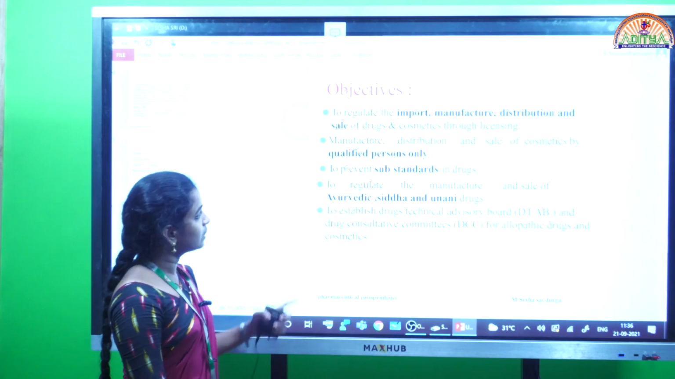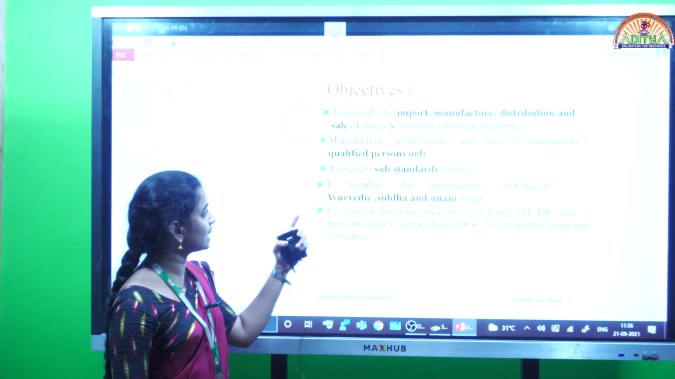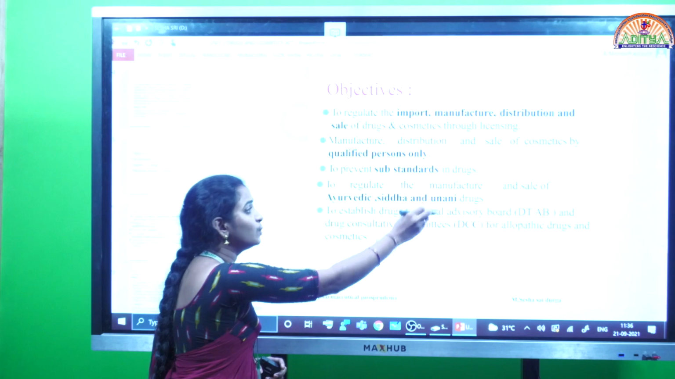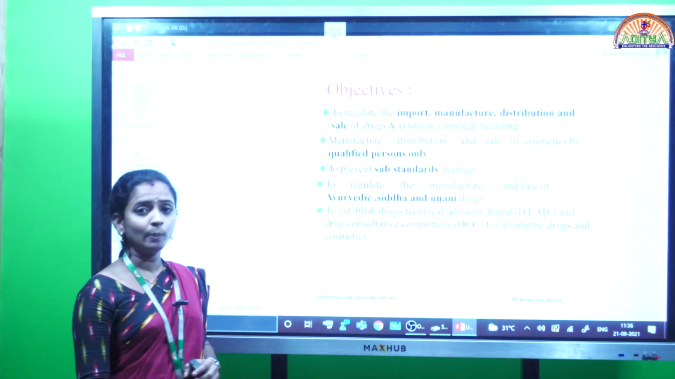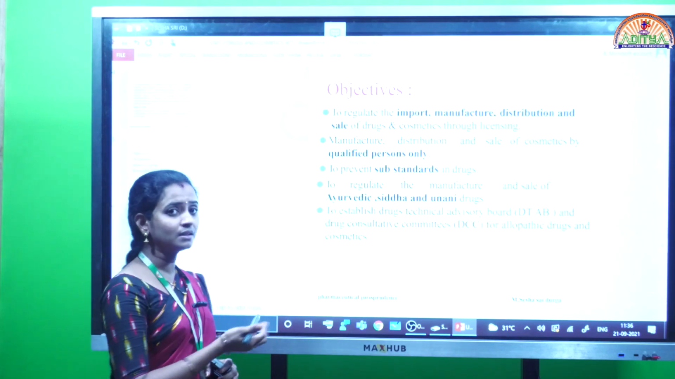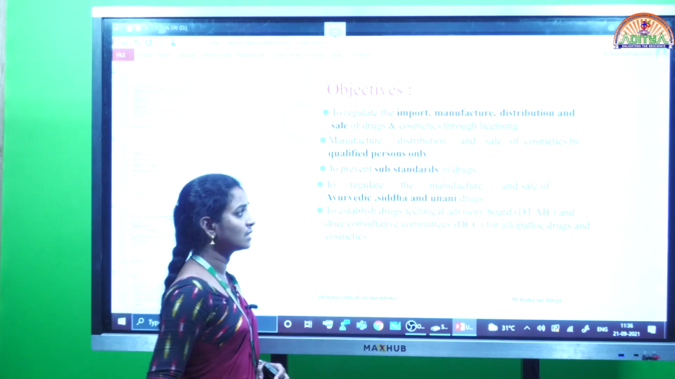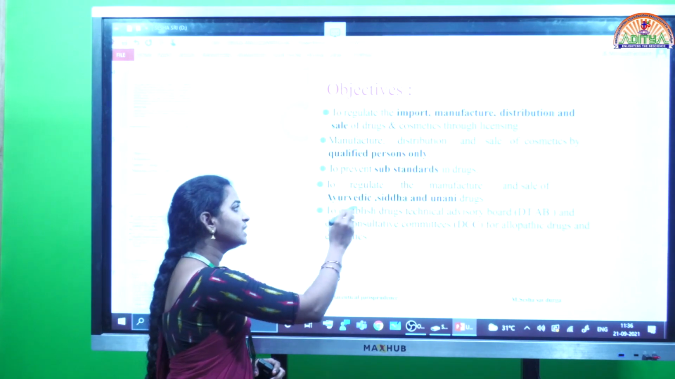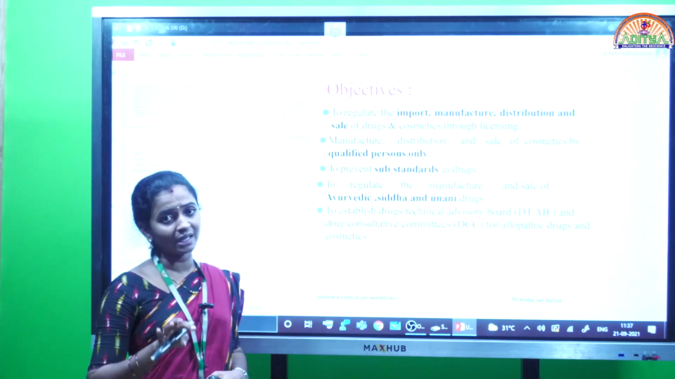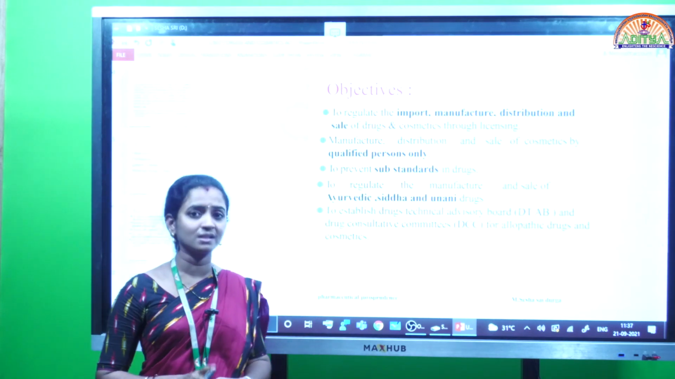Next one, to regulate the manufacture and sale of Ayurvedic, Siddha and Unani drugs. Not only the allopathic drugs; under this Drugs and Cosmetics Act, the sale and manufacture of the Ayurvedic, Siddha and Unani systems are also regulated.